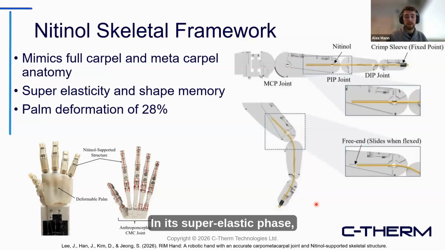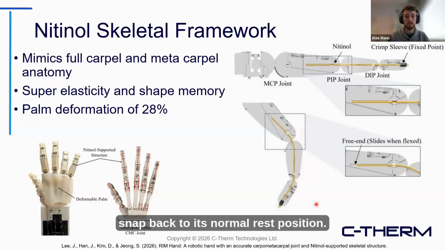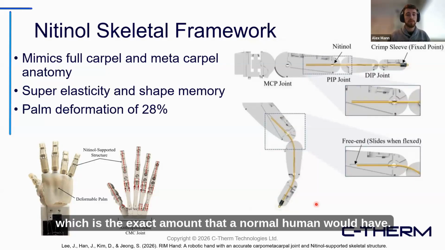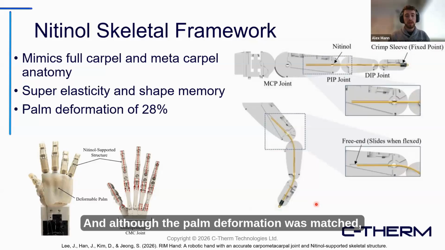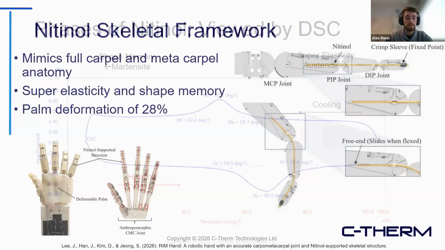In its superelastic phase, it has a deformation that can be anywhere from 8 to 10% before it snaps back to its normal rest position. What they found was that using this nitinol for the framework, they could get a palm deformation of around 28%, which is the exact amount that a normal human would have. And although the palm deformation was matched, the payload capacity of this hand was twice that of human capacity.